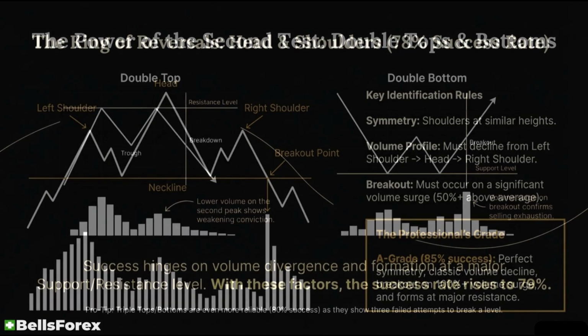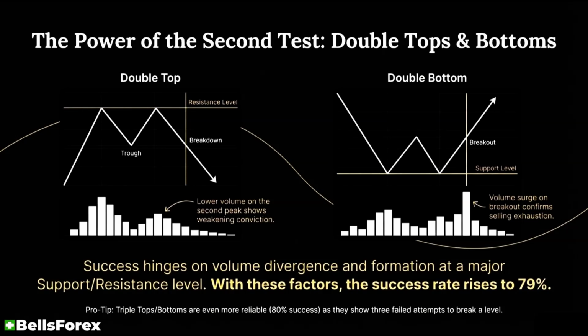Let's move on to another high probability reversal, double tops and double bottoms. They seem simpler, but they hold significant power. Again, only when volume confirms them. A double top represents two decisive failures by buyers to break a key resistance level. For a good one, we need specific rules. The two peaks must be almost identical, ideally within 3 to 5% of each other.